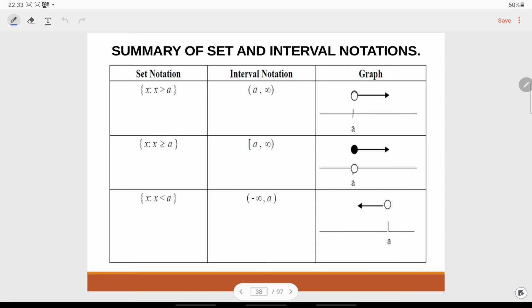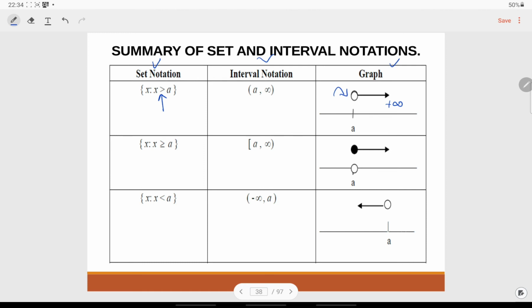Now we have a summary of sets, and also a summary of interval notations, together with the graph. If we have x greater than a, how do we express this in interval form? That means we have an open interval from a up to positive infinity. We need to use the open interval because it is a greater than sign. So how do we graph this interval? This is the graph. We have a, so we use a white circle, and the direction moves to positive infinity.